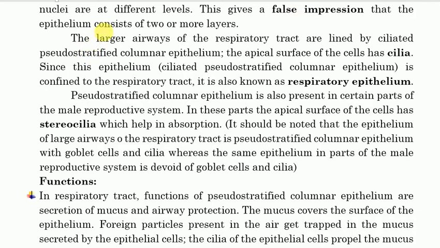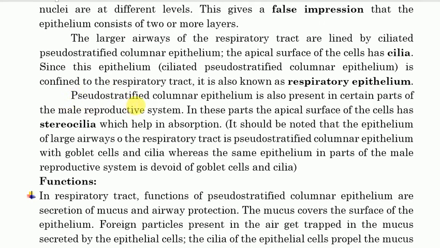Muonekano ambao ni uongo. So the larger airways of the respiratory tract are lined by ciliated pseudostratified columnar epithelium, and the apical surface of the cells has cilia. Since this epithelium, ciliated pseudostratified columnar epithelium, is confined to the respiratory tract, it is also known as respiratory epithelium. Kwa hiyo ciliated pseudostratified columnar epithelium iko kwenye respiratory tract, and sometimes it is called respiratory epithelium.